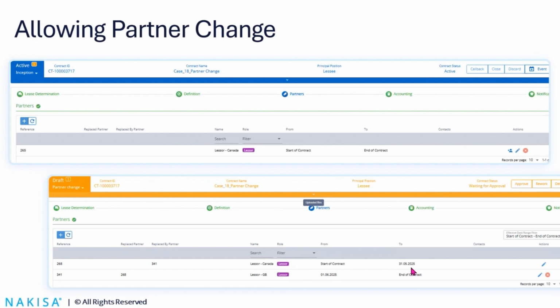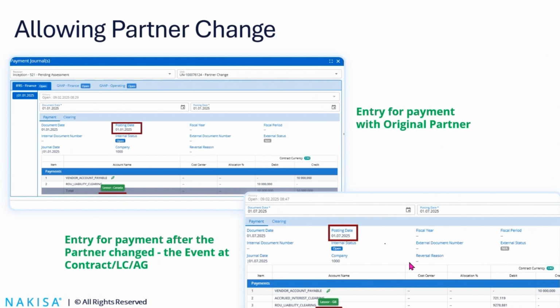I have assigned the dates effective of. So the original contract was with the Lessor Canada until 31st of May, and then we have the new contract starting on 1st of June. Once the user merges this with the existing version, the next step would be to run an event at the lease component level as well as the activation group level by adding a new term and changing the partners.